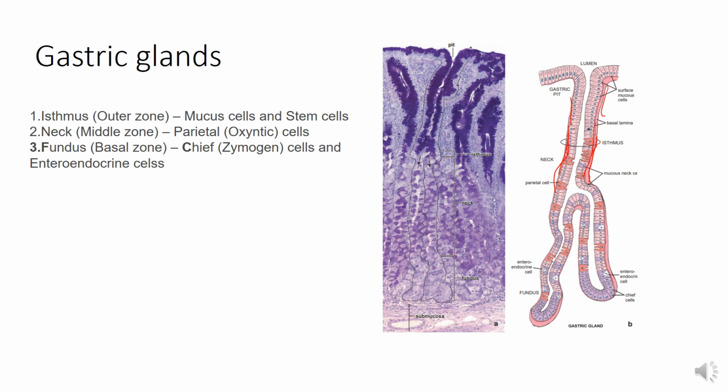The base is the terminal, shorter and wider part of the gland, which may be branched. So you can see here that the base is branching here. This is the terminal part and it is branching here.